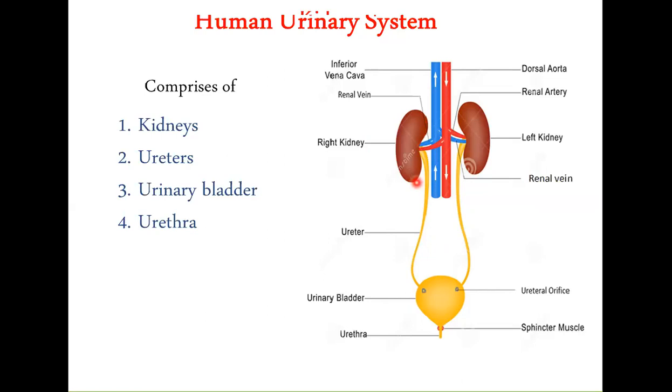So this is about the location of the human kidneys. Human kidneys are located in the dorsal side of the body cavity, just above the waistline, one on either side of the vertebral column, and right kidney lies slightly lower than the left one.